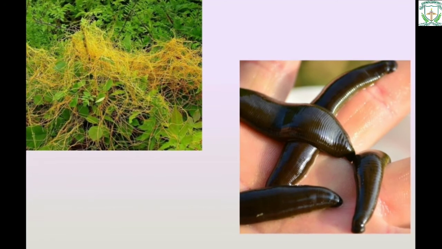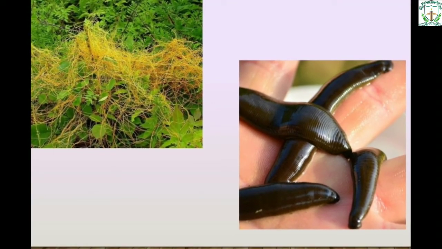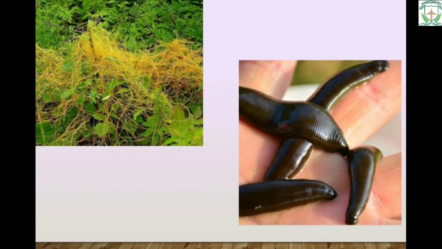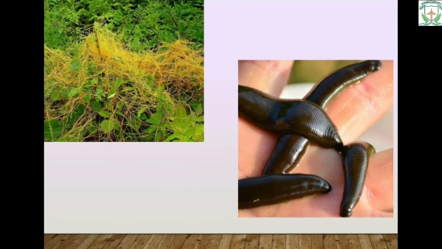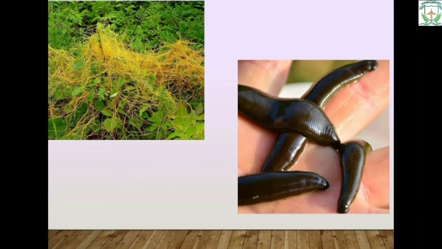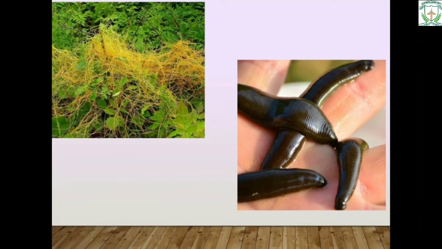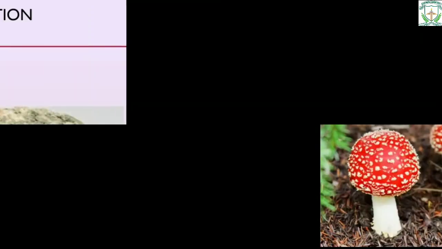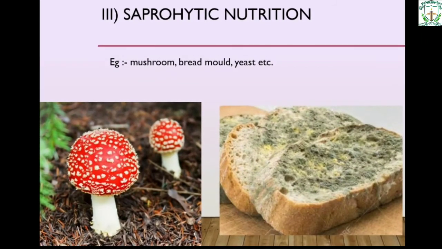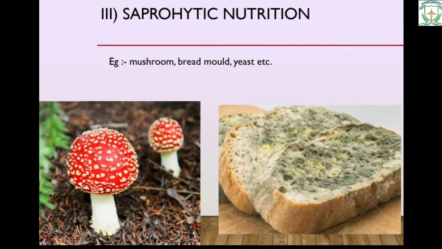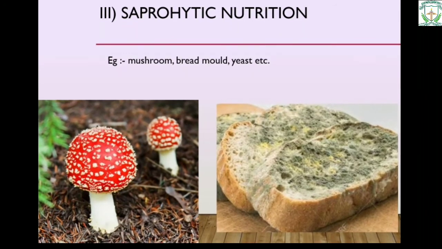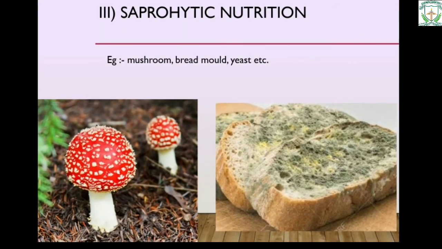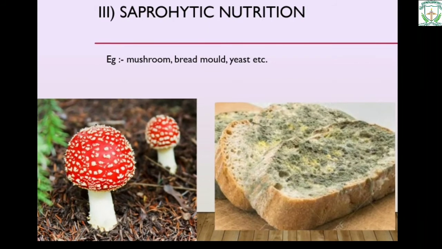You can observe the picture, children. This is the cuscuta. The yellow, thread-like plant is called cuscuta. It is wound around the other plant for food. Also you can observe the leeches. The third one is saprophytic nutrition, in which the organism gets its food from dead and decaying organisms. Examples are mushroom, bread mold, yeast, and some bacteria, etc.